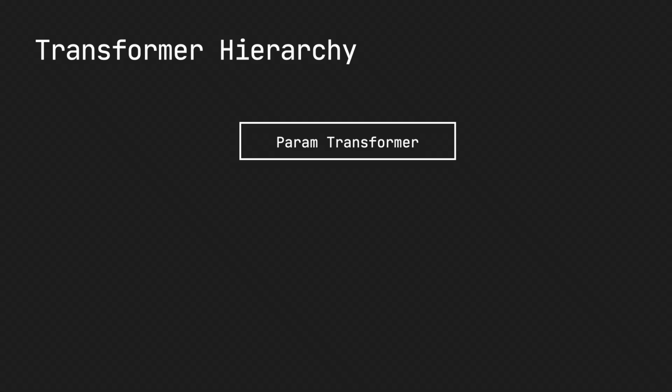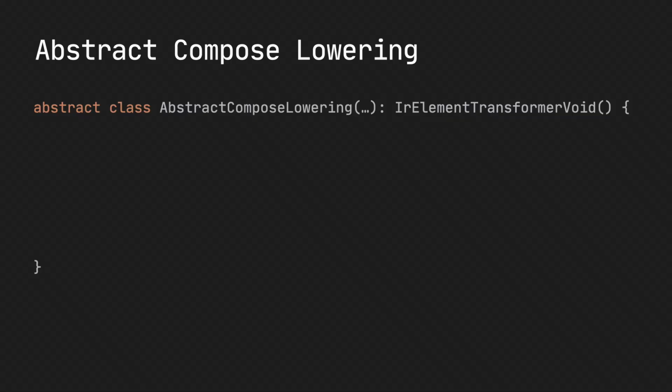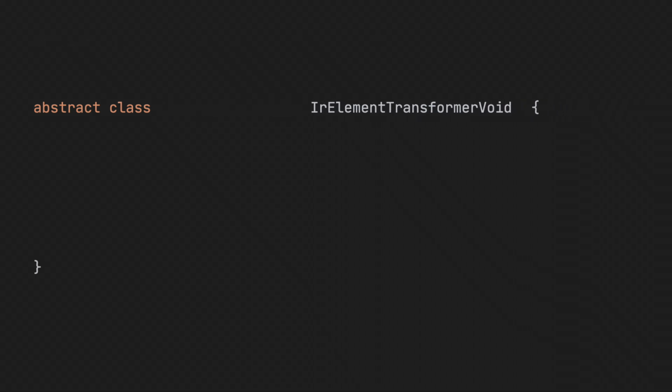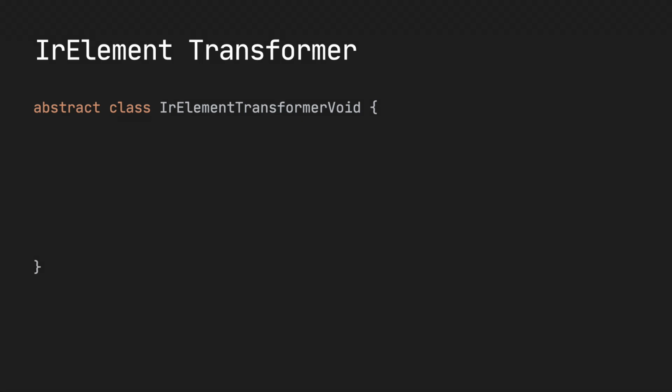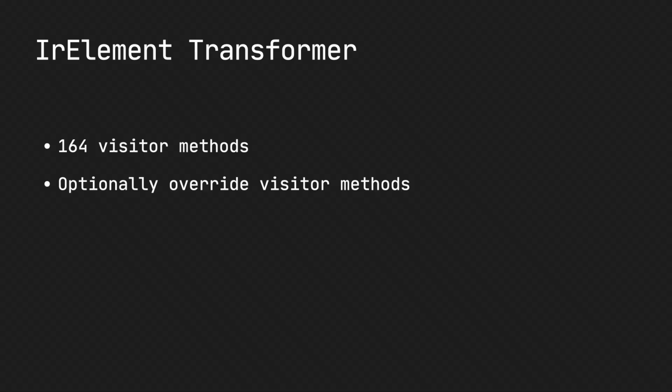So what is the architecture like? All of the transformers inherit a class called AbstractComposeLowering. And what this class has are utilities and all the visitor methods. This abstract class inherits an interface called IrElementTransformerVoid. And what this has are many visitor methods, and you could optionally override them, like visitClass, visitDeclaration. It has 164 visitor methods, and you could optionally override which one you want. That's what all the transformers do.